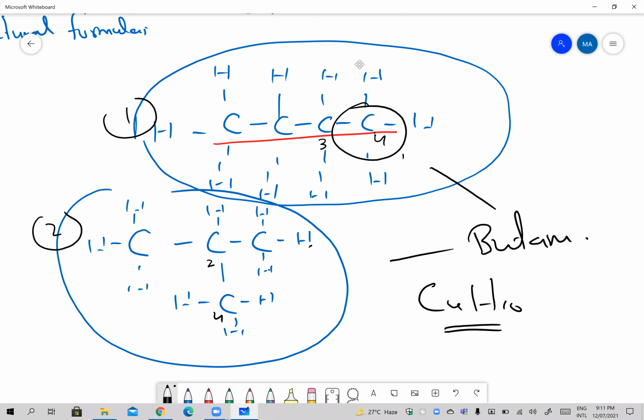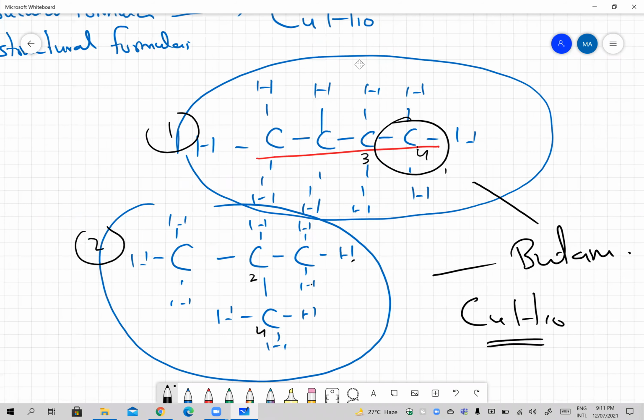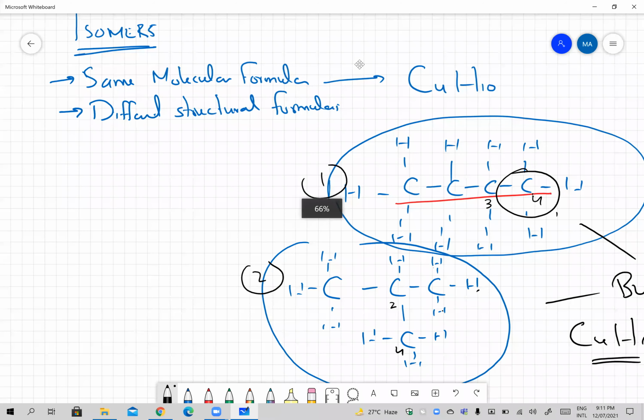So what we did here was we simply altered the connection and placed this carbon next to another carbon. By this, we were changing the connectivities of these carbon atoms, and by that, we achieved a different structure. So this is why these two compounds, 1 and 2, are known as isomers of each other.